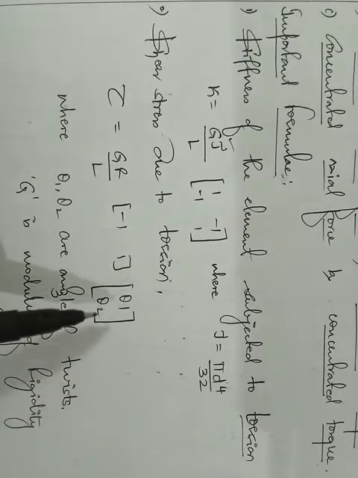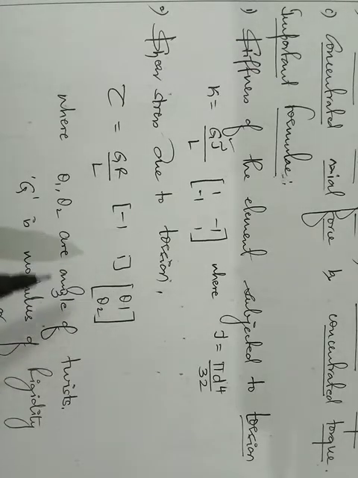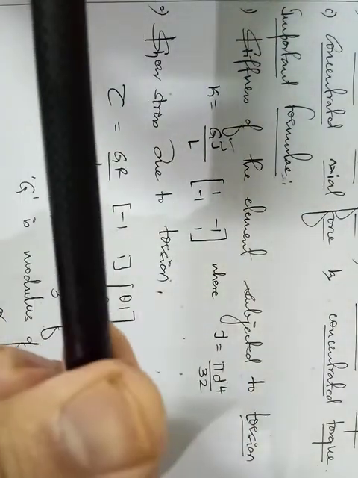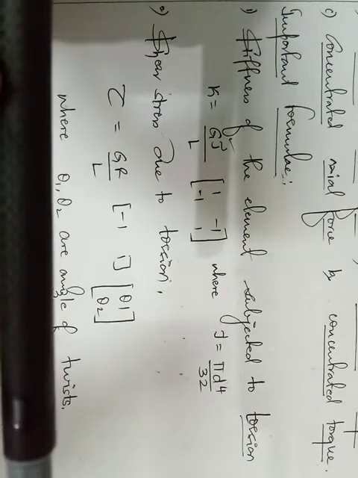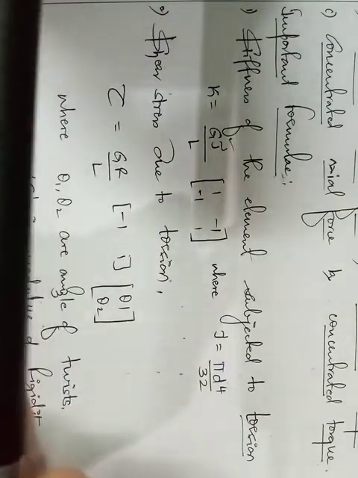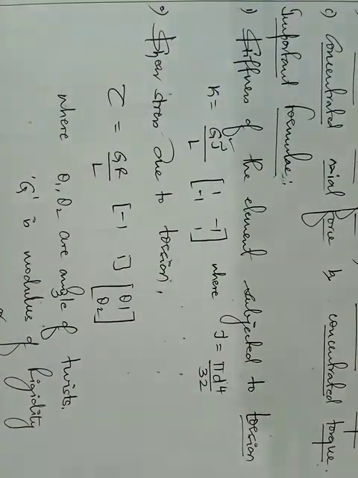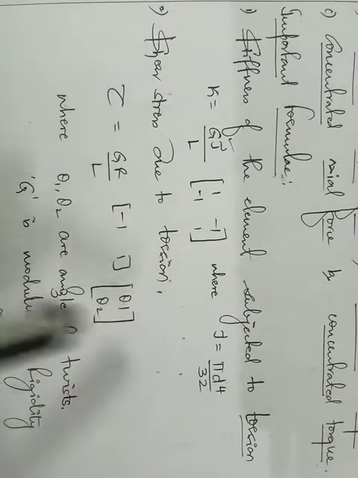Now why do we get this angle of twist? Whenever you apply some torque, suppose this is a shaft. If you fix it at one end and try to rotate it from the other end, then somewhere in between you will have a twisting action, and because of that you will get this angle of twist.